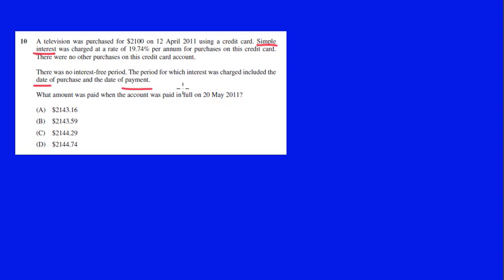So again, you can see that this question tells me that I'm going to be adding the first day all the way up until including the last day. What amount was paid when the account was paid in full? Okay, like the last question, we know that it's simple interest, so I equals PRN. We know that the principal amount is $2,100. Okay, that's my purchase.